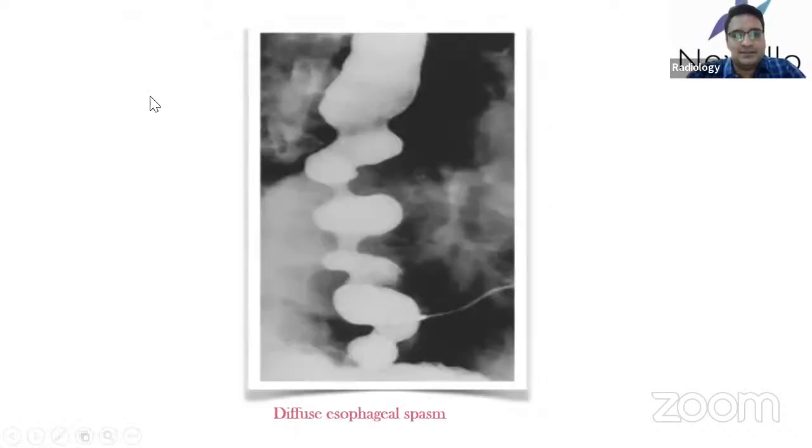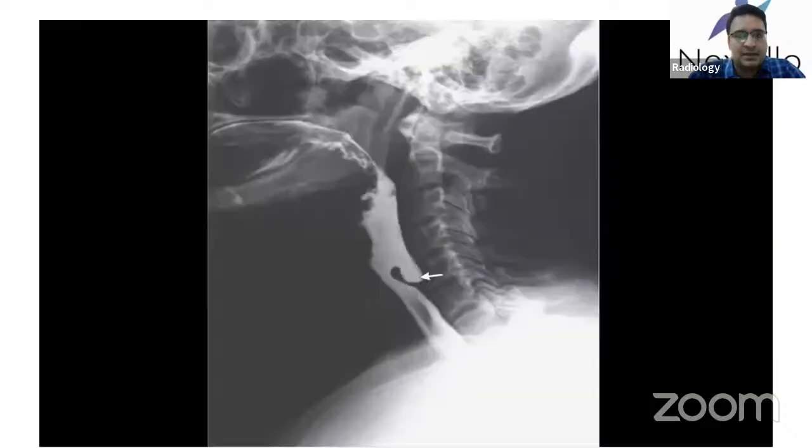Now look at this. Look at the proximal part of the esophagus. It is normally dilated, but what is happening out here? Why is this showing a corkscrew appearance? This is due to abnormal peristalsis. And which is the typical appearance? Corkscrew appearance. And we are going to say it in diffuse esophageal spasm. Remember it. It is a very important question for your exam.